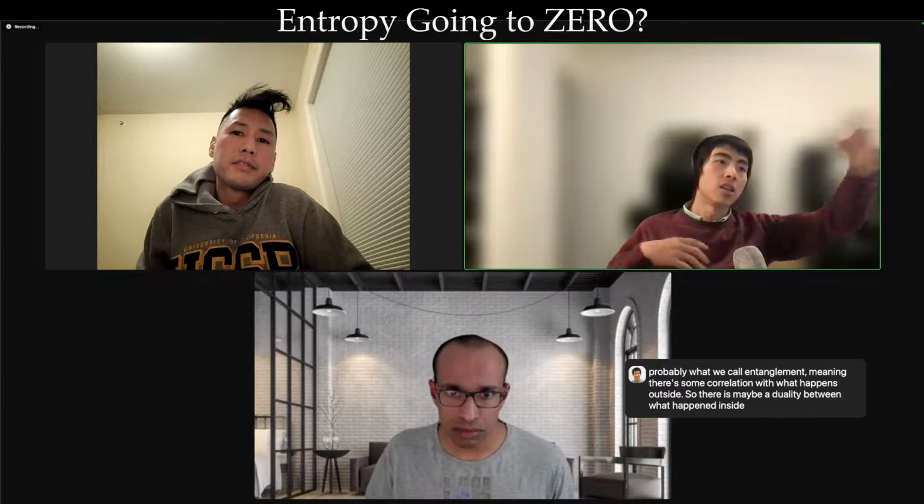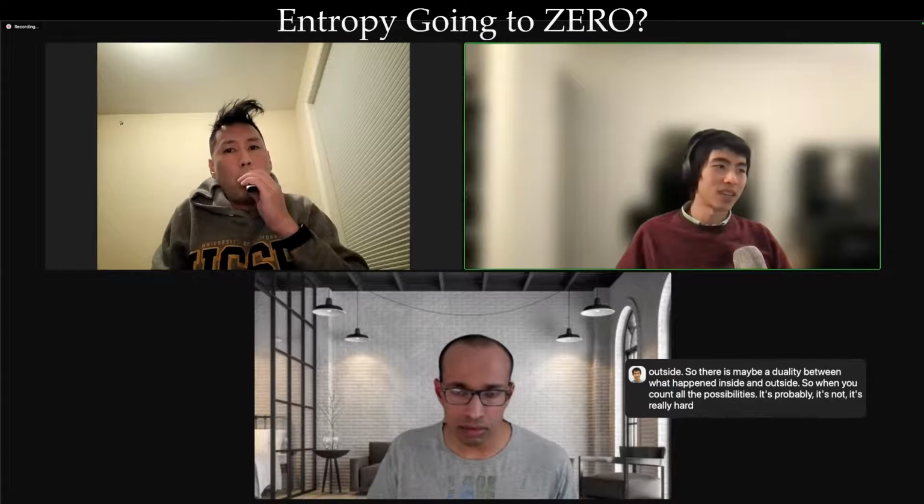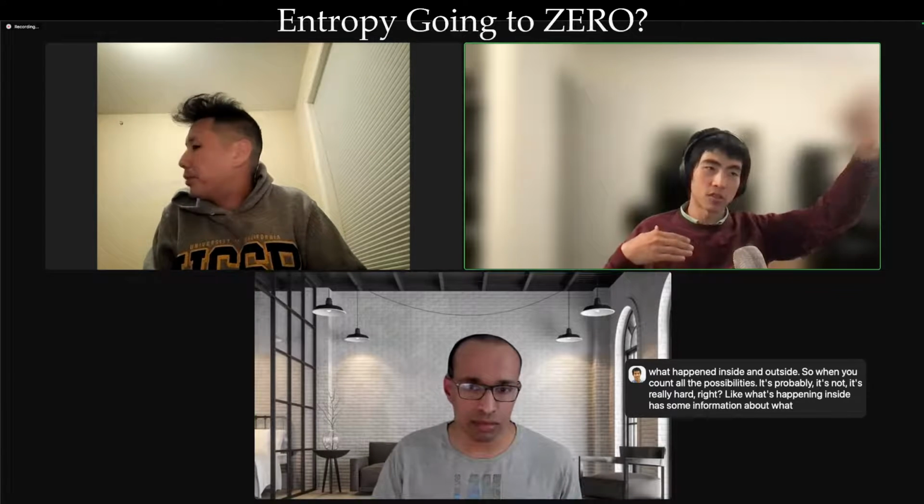And probably whatever you're doing inside our cosmic horizon is probably what we call entanglement, meaning there's some correlation with what happens outside. So there's maybe a duality between what happens inside and outside. When you count all the possibilities, it's really hard, right? What's happening inside has some information about what's happening outside and vice versa. So, I don't know.